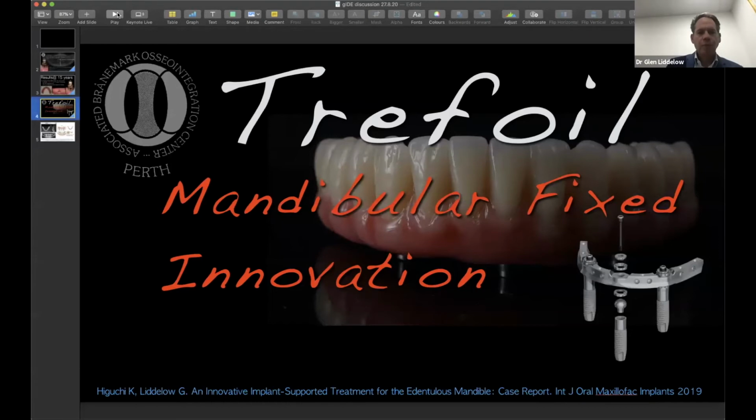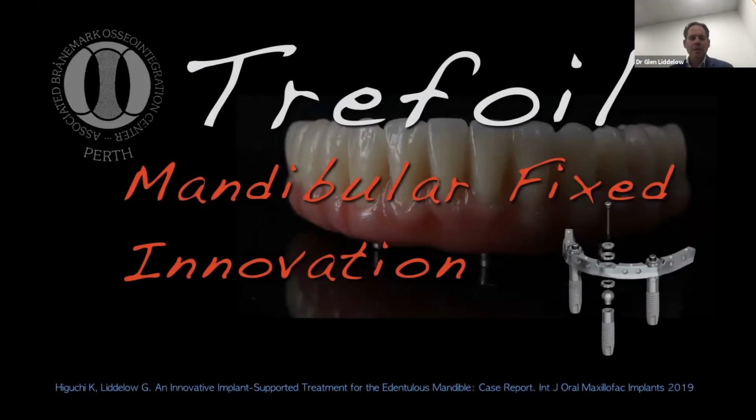I did want to share maybe the next slide here, which is on trefoil, where for the last 5-6 years I've been involved in some of the research behind this with Kenji Higuchi, who is the guy who really developed this whole trefoil concept, which is a sort of an extrapolation of what Brånemark did with the Brånemark Novum.